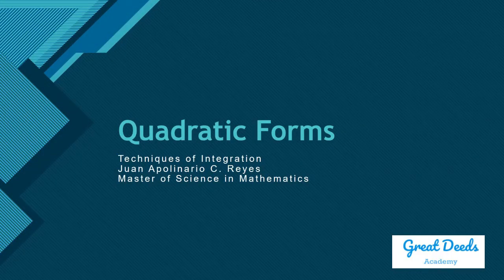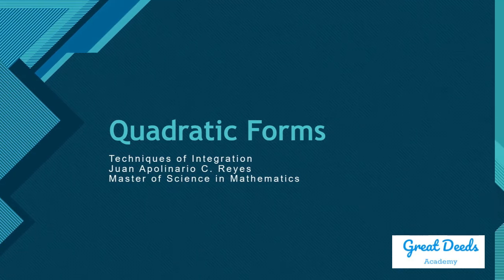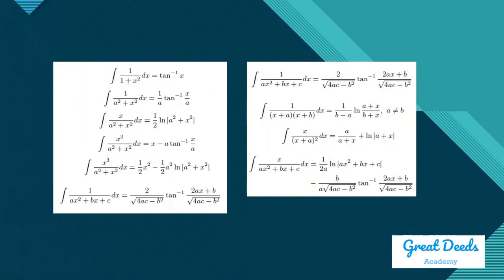So I'm going to talk about quadratic forms. The quadratic form that this topic is all about is actually a rational function. Look at this. It's a rational function, but the function in the denominator is quadratic in form. Well, the simplest function that is quadratic in form is, of course, a degree 2 function.